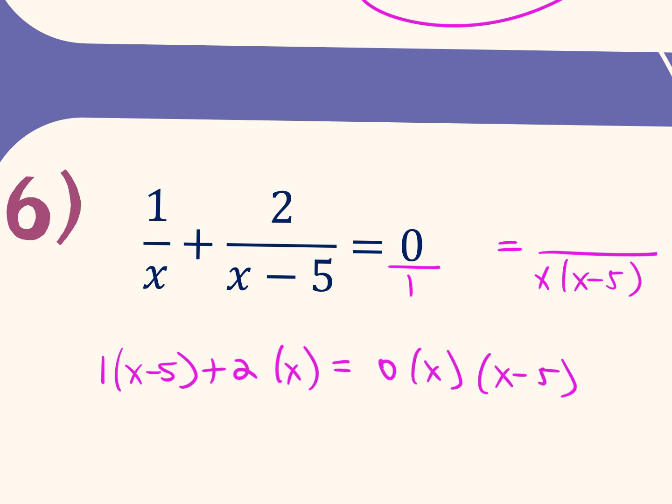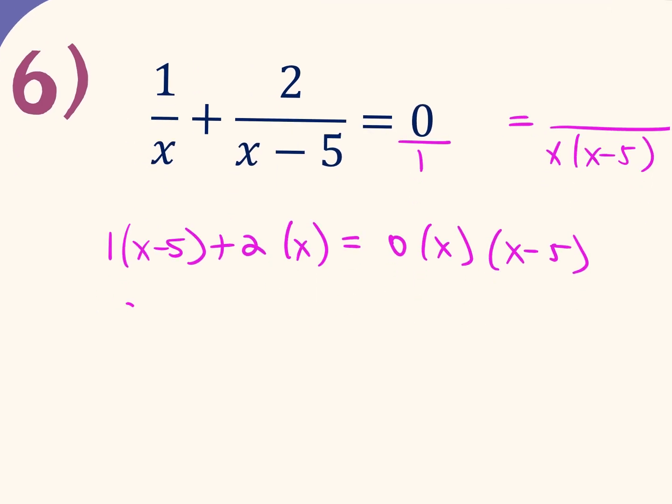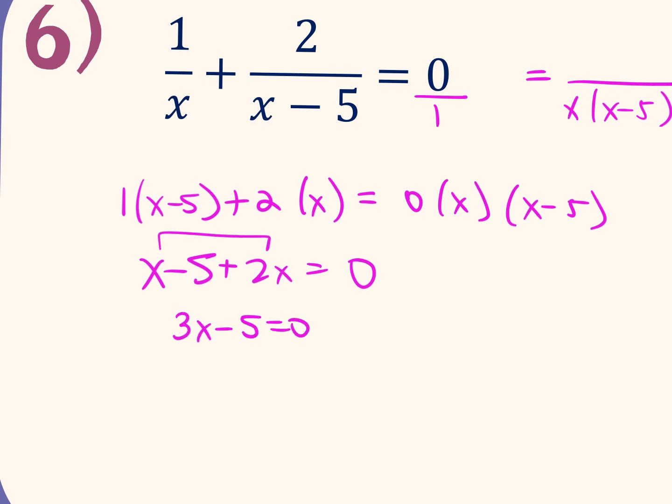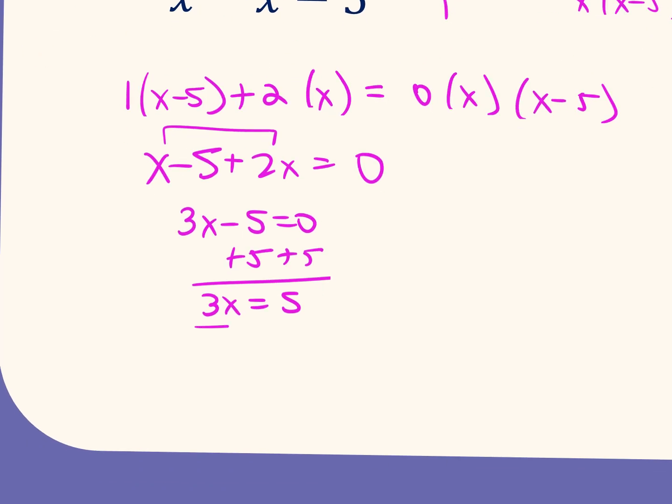Everybody agree? Okay. So we distribute. I have x minus 5 plus 2x equals what? Equals 0, good. What can I combine on the left? 2x and the x gives us 3x minus 5 equals 0. Now what? Okay, plus 5. So 3x equals 5. And then what? Divide by 3, and x equals 5/3.